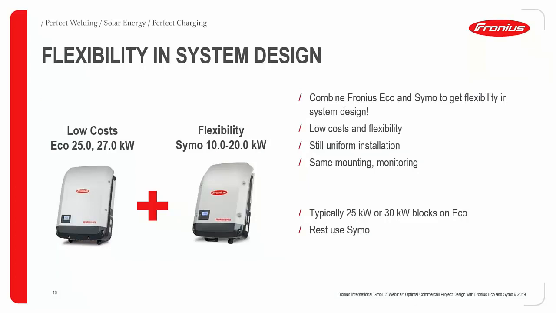As we know, the Eco inverter MPP voltage range is very narrow. So what can we do to get maximum flexibility in our system design? You can combine the Eco inverter with Symo inverters. So you can fit typically, for example, 25 kilowatt for Eco 25 or 30 kilowatt for Eco 27, depending, of course, on which panel you are using. Then the rest of the panels you can connect to Symo inverters.